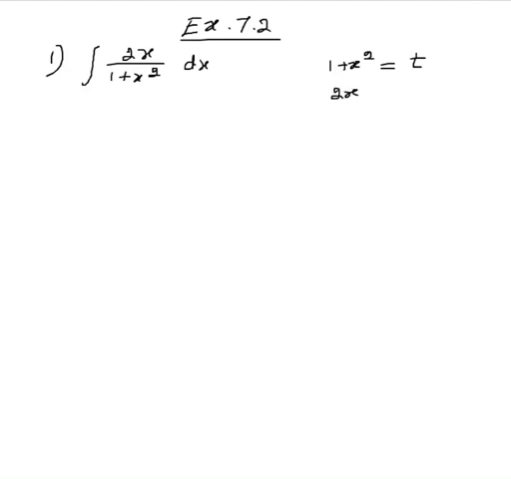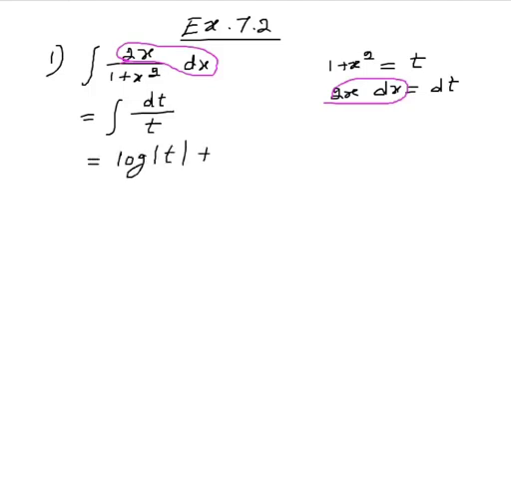Differentiate both sides. The differential of 1 is 0. The differential of x square is 2x, equals dt by dx. Cross multiply. So we get 2x dx as dt, which is there in the numerator. 2x dx, the same thing we have in the numerator. Therefore, this integral becomes dt divided by the denominator, which is t. The integral of 1 by t is log of absolute value of t plus c, where c is an arbitrary constant. Now substitute for t.